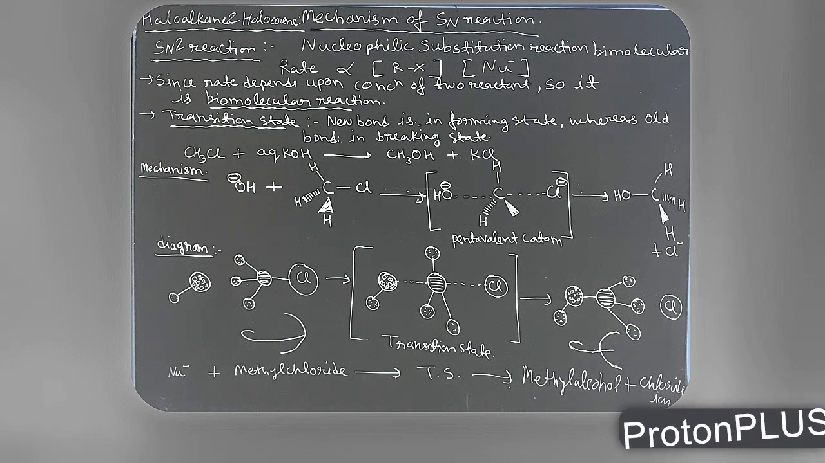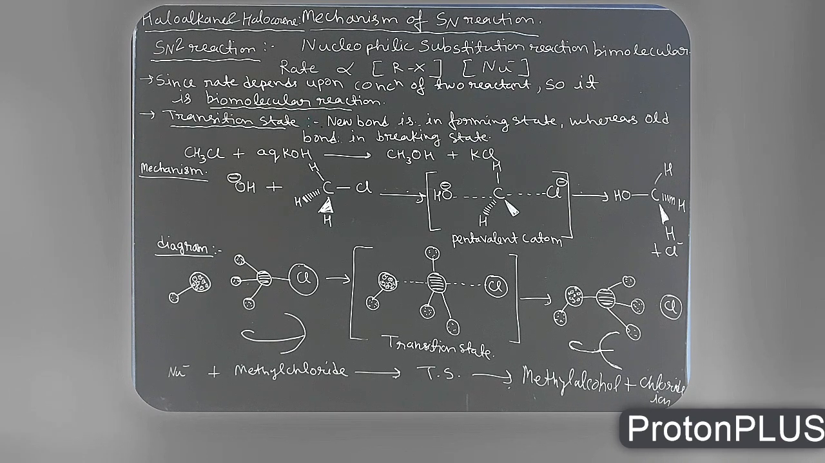Children, today we will take the mechanism of SN reaction. First we will start with the SN2 reaction, nucleophilic substitution bimolecular. Bimolecular means the rate is dependent upon the concentration of the alkyl halide as well as the nucleophile. A transition state also appears in this reaction.